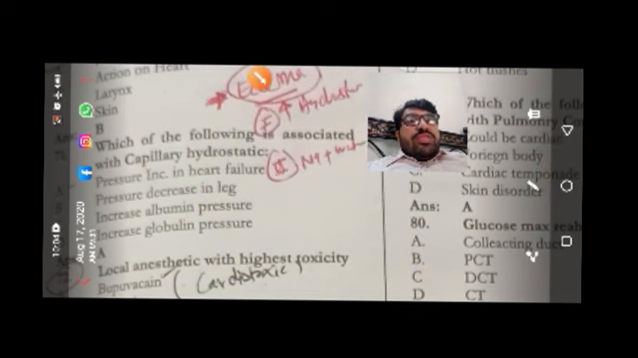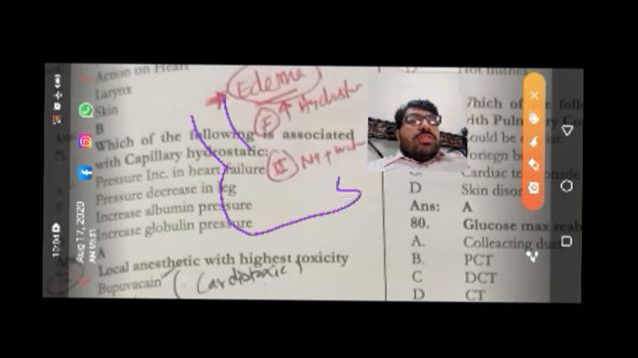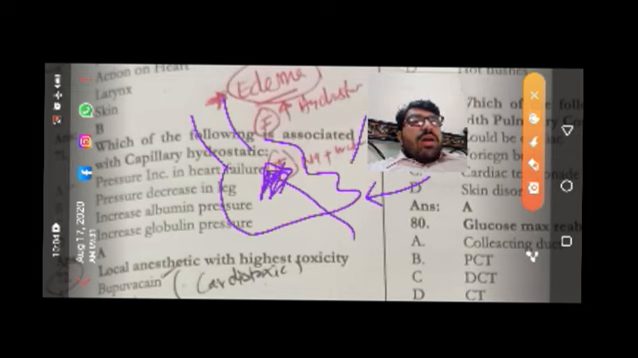So if there is point number 3, increase in oncotic pressure inside the tissue. Now explaining this thing. If you are having lymphatics, so the lymphatics drain what? It drains proteins. Whatever the proteins or whatever the fluid, it drains the extra fluid.